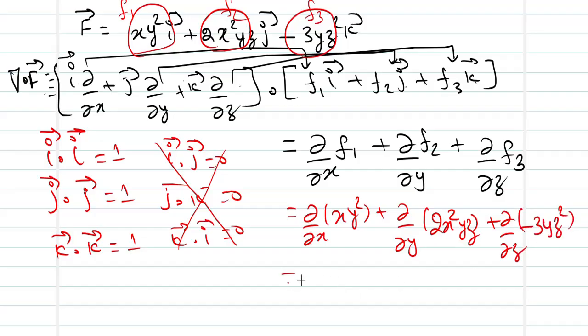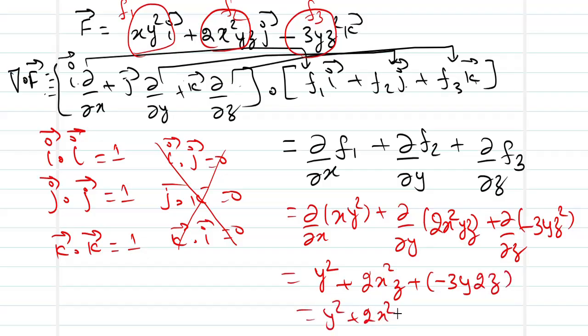So what happens now? Differentiate with respect to x, you will have y square. Differentiate with respect to y, 2x square z, plus differentiate with respect to z, you will have minus 3y, and z square on differentiation is 2z. So y square plus 2x square z minus 3 twos are 6 y z is going to be the divergence of my f vector.